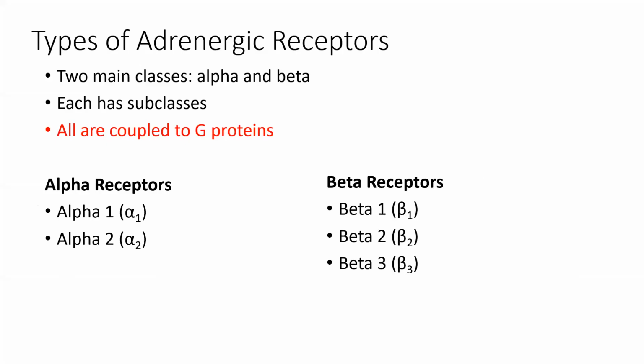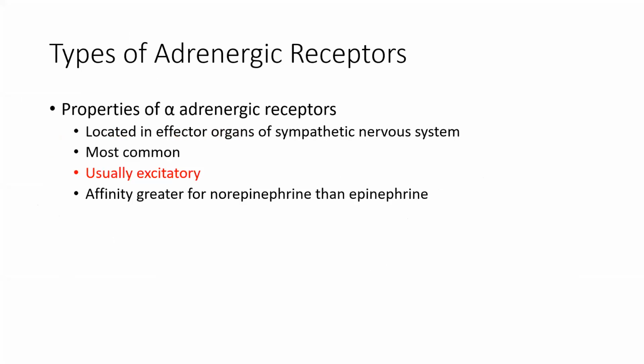So the two main types of adrenergic receptors are alpha receptors and beta receptors. These are all metabotropic, so all coupled to a G protein, all producing a slow response. And then we've got different subtypes underneath each of these. So alpha receptors have alpha 1, alpha 2, beta receptors have beta 1, beta 2, and beta 3. So let's look at the alpha adrenergic receptors first.